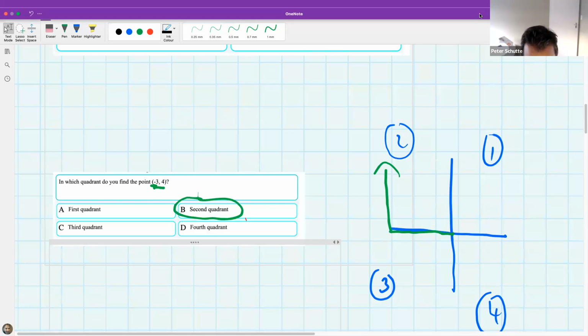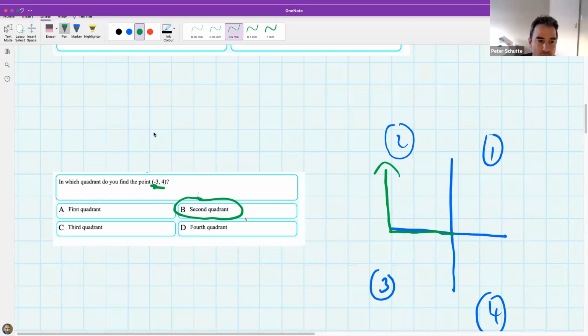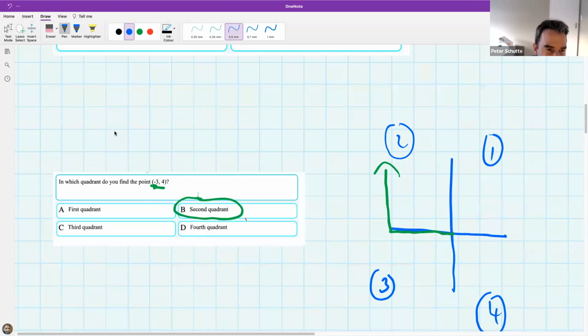Tanda asked, if we put Y first, is the answer wrong? Yes. Very important question. So Tanda, the X always comes first and then the Y comes. And so that's why in this one, you had to go to the left first and then you had to go up. Okay, so that's a really important question.